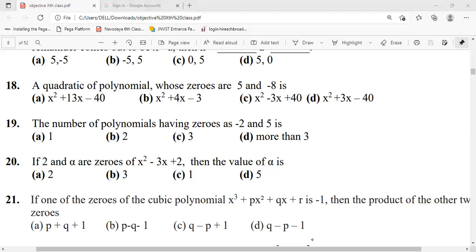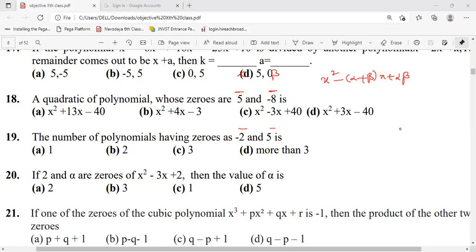This 18th question you can do directly, I think, because we already explained that whenever they give the two zeros, our polynomial formula is x square minus alpha plus beta into x plus alpha beta. This is alpha, this is beta. That's it. Here also, the number of polynomials having zeros minus 2 and 5 is. How many polynomials it will have, they are asking.